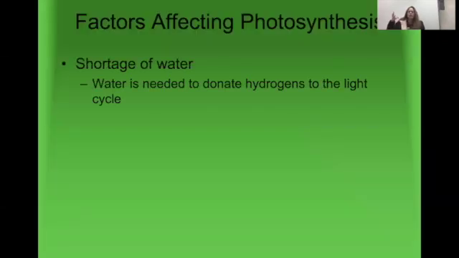Some things are going to affect how efficiently your plant can do photosynthesis. So the first one is water. You need water for the light dependent reaction to occur. And if you don't have water, that stops the process dead in its tracks, and your plant can't do any of this, and your plant will eventually die if you don't give it water.